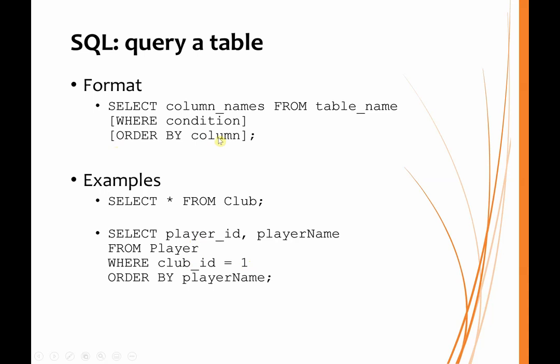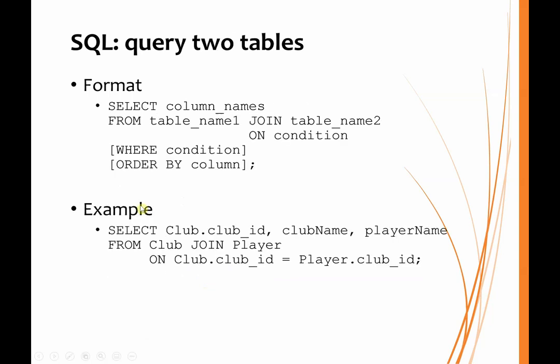We could also do an order by, and that will cause the queried rows to be ordered according to the list that is provided. So if we want to order by player name, that will then give us an ascending order of player name.